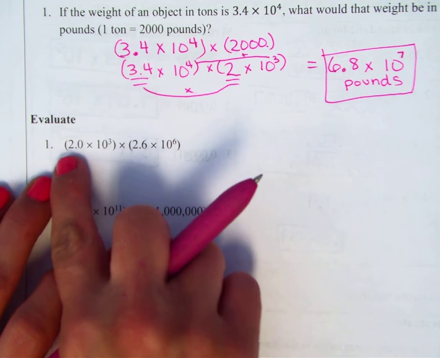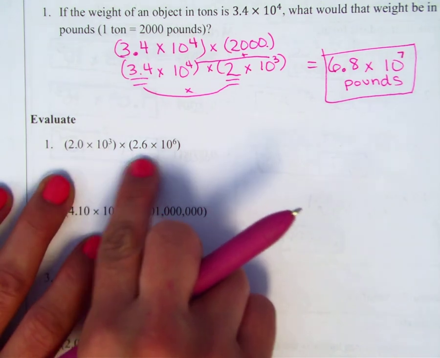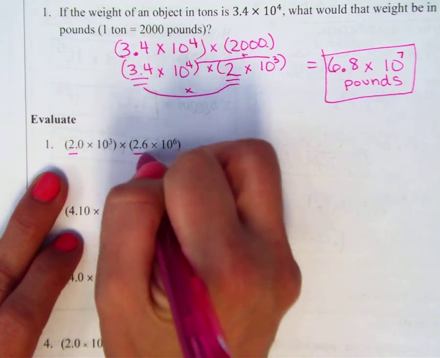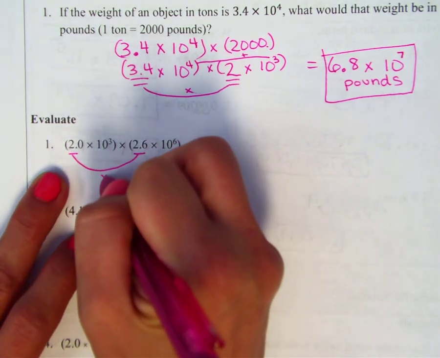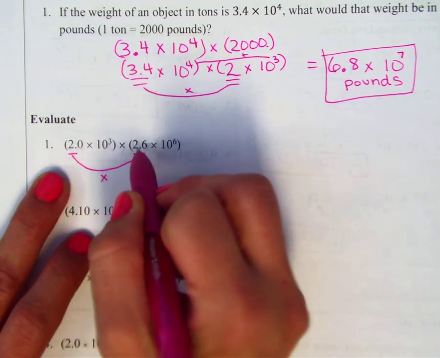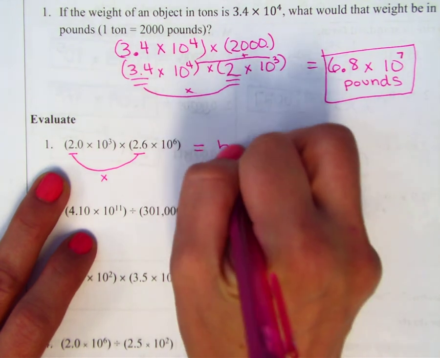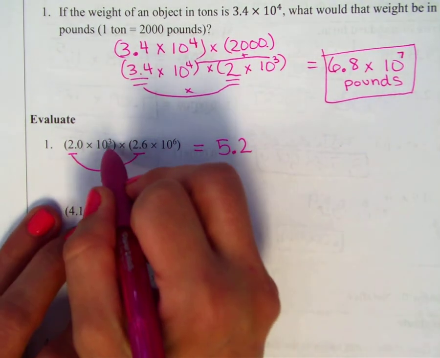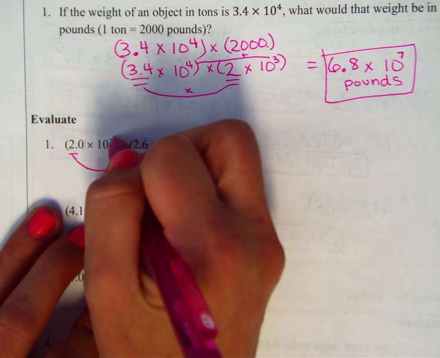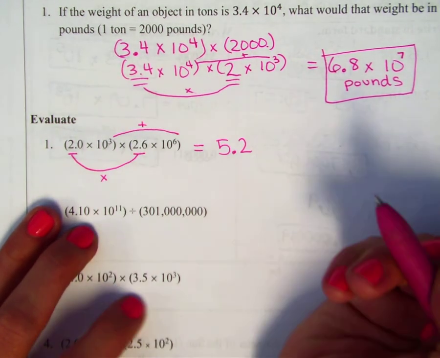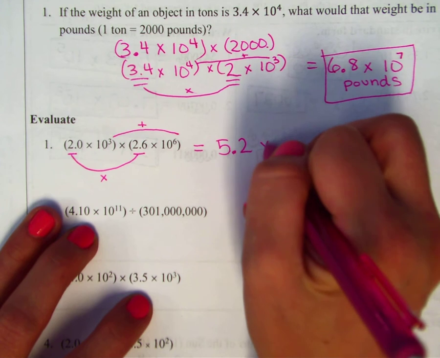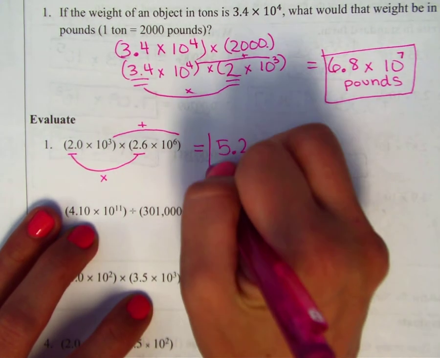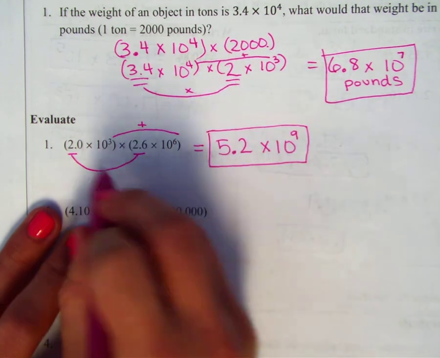Okay, so the next one we have 2.0 times 10 to the 3rd times 2.6 times 10 to the 6th. Again, we want to just look at our coefficients, look at these two, and simply multiply those. So 2 times 2.6 would make 5.2. And then we have these two base 10 exponents. Since they're multiplied, we want to add the exponents. So that would be 10 to the 9th power, and that is the simplified version.